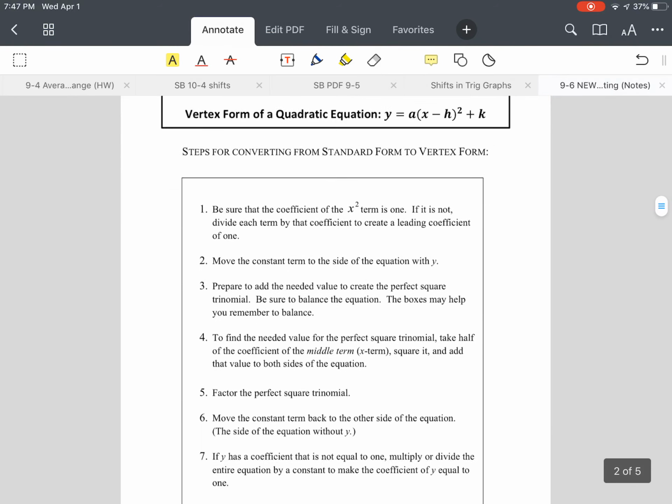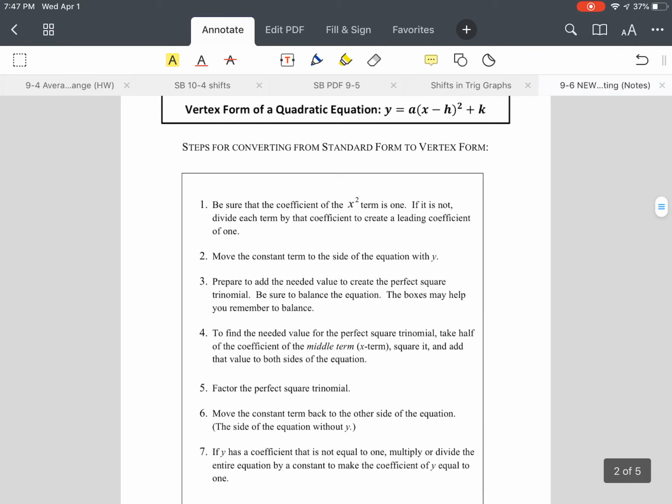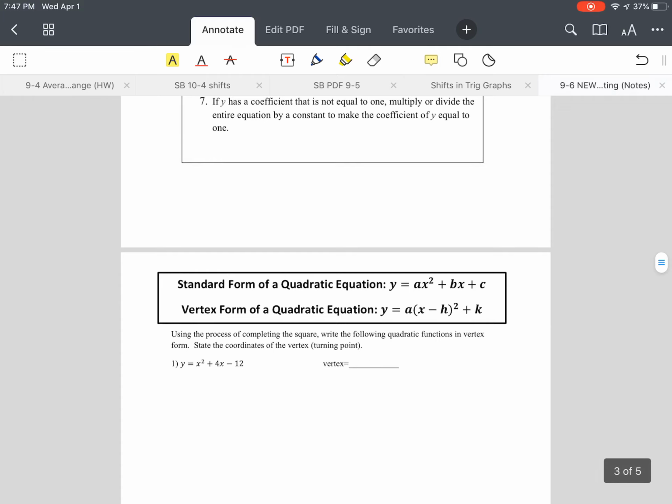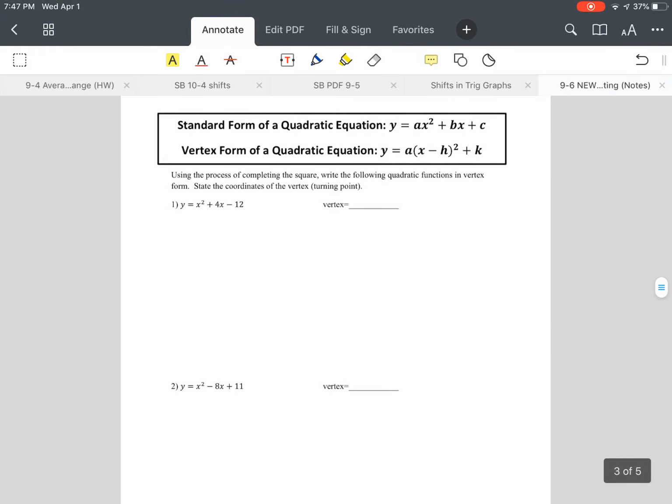Okay. So here are all your steps. I'm not going to read them all, but they're all there for you if you ever want to refer back. And I'm just going to kind of talk us through it. Okay. So the first thing it asks us to do, it says, using the process of completing the square, write the following quadratic functions in vertex form. State the coordinates of the vertex, the turning point, once we're done.